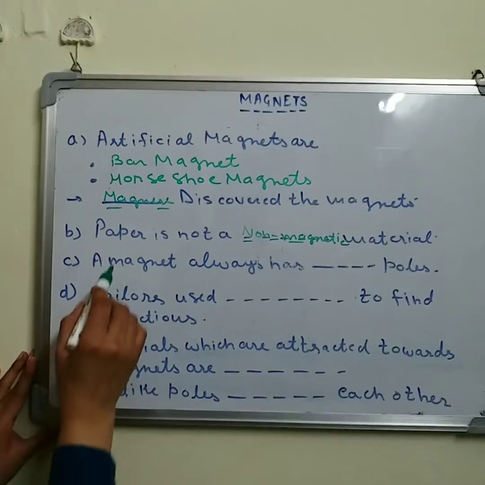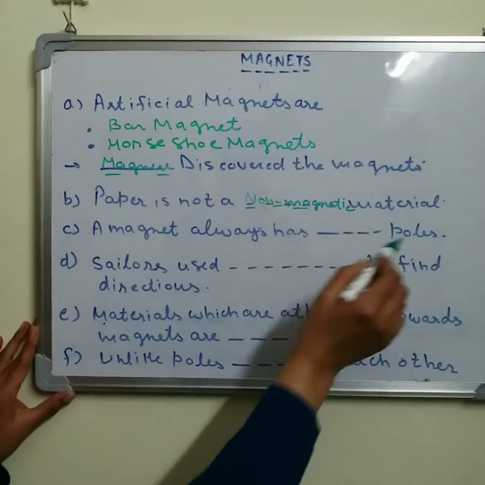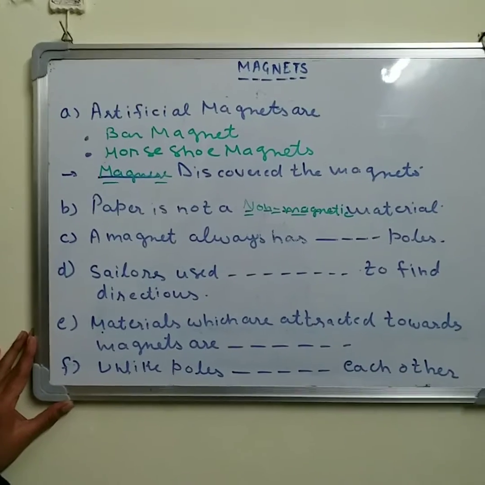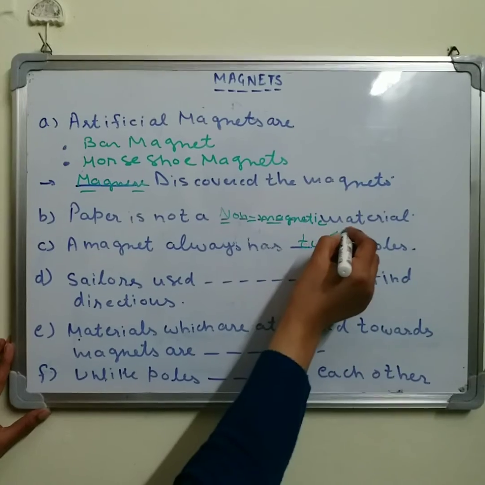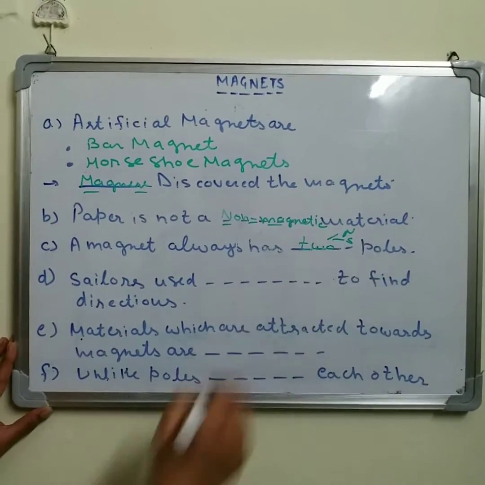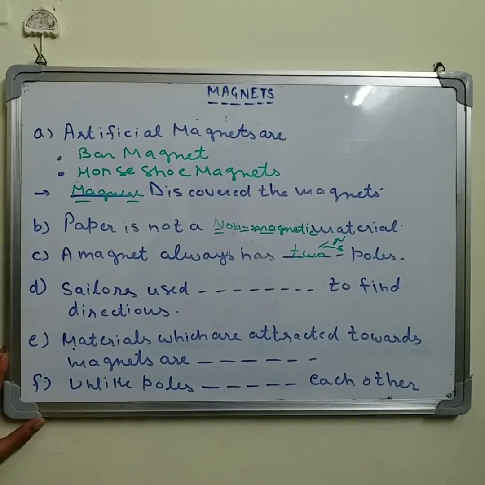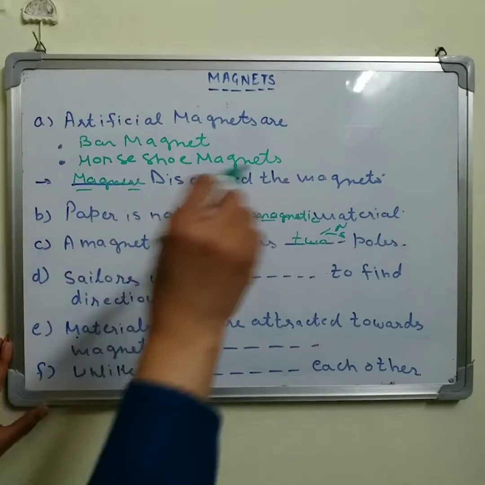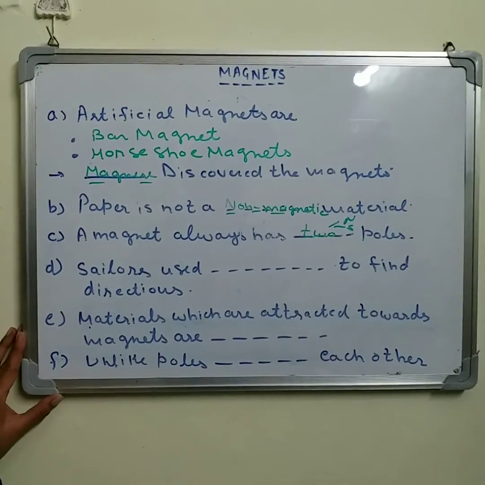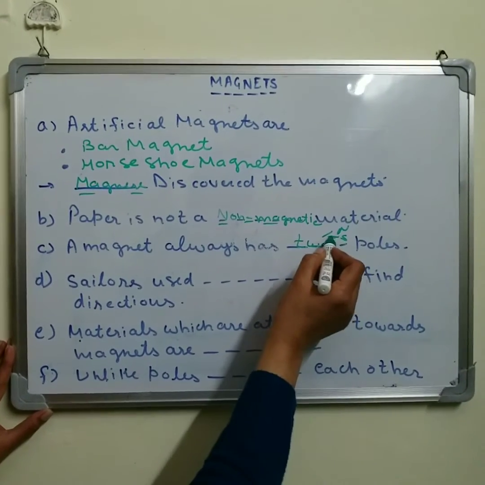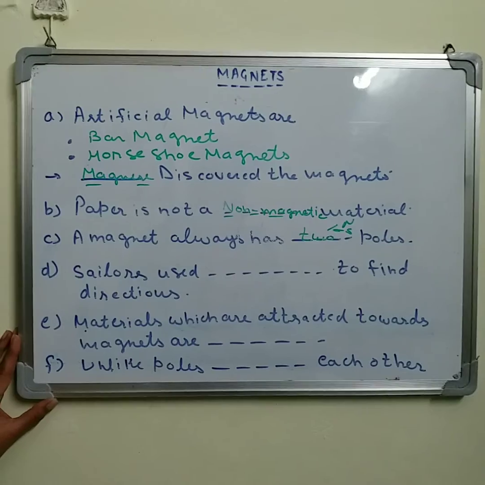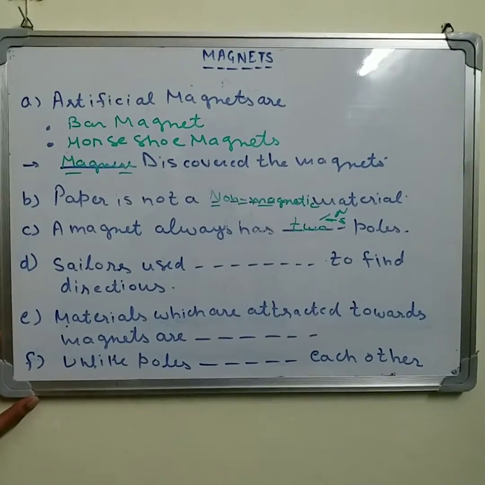Now the next one, a magnet always has dash poles. So how many poles does a magnet have? Yes, a magnet always has two poles, north pole and south pole. The end which faces towards the north side is the north pole, and the end which faces towards the south side is the south pole.